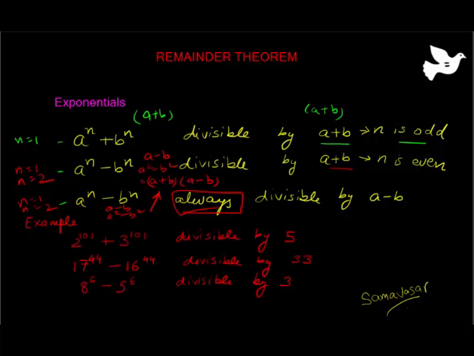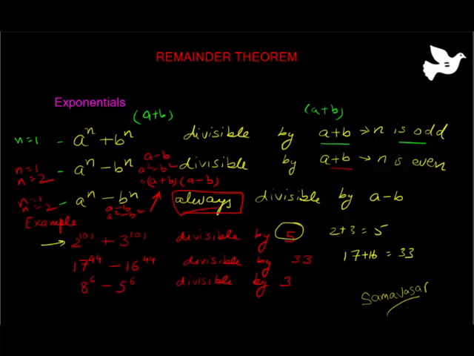Okay, now take some few examples. If I have 2 raised to 101 plus 3 raised to 101, this will be divisible by 5. Why? This is of the form a raised to n plus b raised to n, where n is odd. So it will be divisible by a plus b, which is 2 plus 3 equal to 5. Similarly, if I have 17 raised to 44 minus 16 raised to 44, this is of the form a raised to n minus b raised to n, where n is even. So it will be divisible by a plus b, that is 17 plus 16, which is equal to 33.